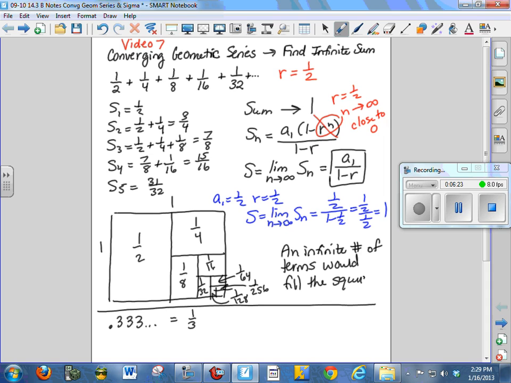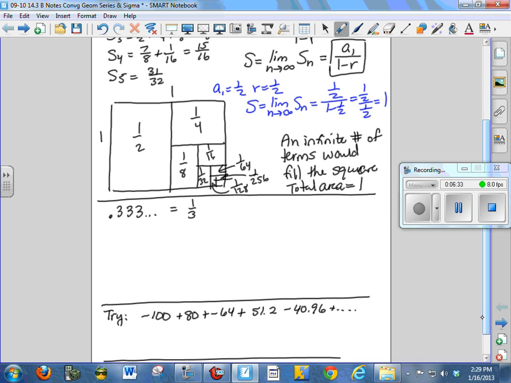And the total area is equal to 1. So that's a geometric way of looking at a limit. All we can think of is in finite terms. It's just going to get really, really close to filling up the square, and it's never going to get bigger than the square. But infinitely speaking, we say that it fills the square with an infinite number of terms.